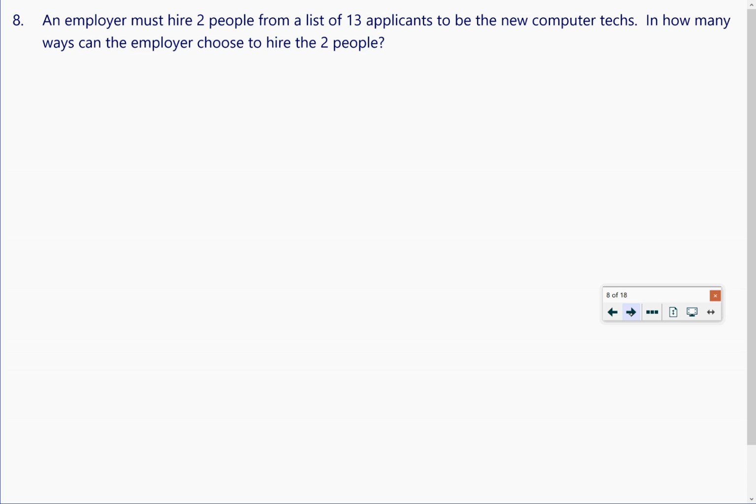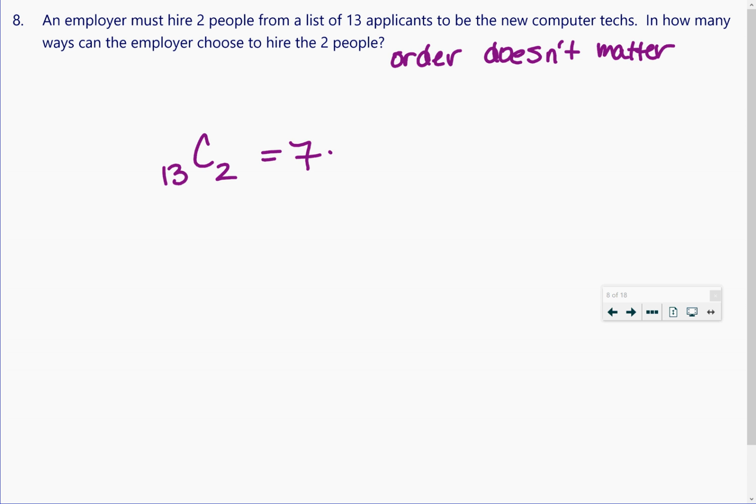They get the same job at the end of the day. So this is a combination. Order doesn't matter because they're getting assigned to exactly the same thing. Whereas in the last problem, there were 4 different acting roles, so order did matter. So combination, 13 choose 2. I get 78. Okay.